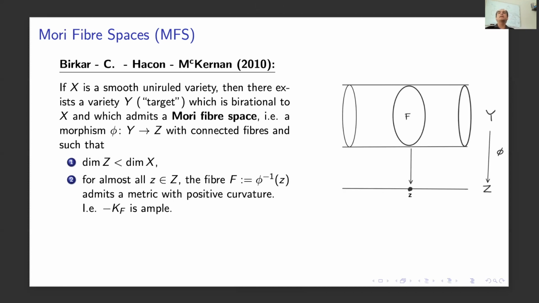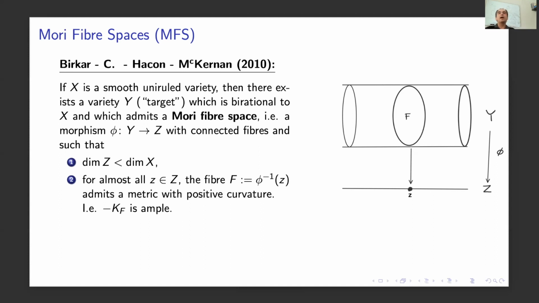So it means that there is a morphism from Y to Z, where Z has always dimension less than Y. So Y has the same dimension as X because Y and X are birational, but Z is always smaller. So we're making our object smaller, and this is good because Z, being of a smaller dimension, will be easier to study compared to Y or compared to X. But what else can we say?